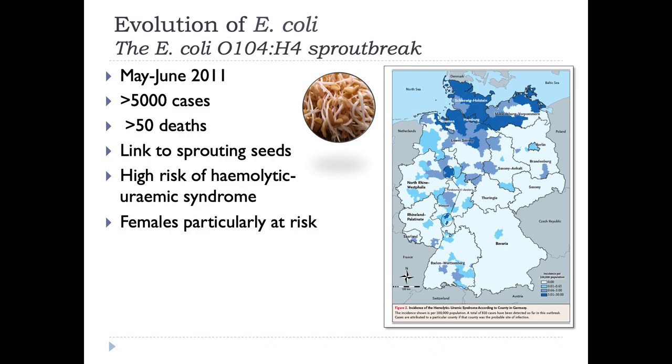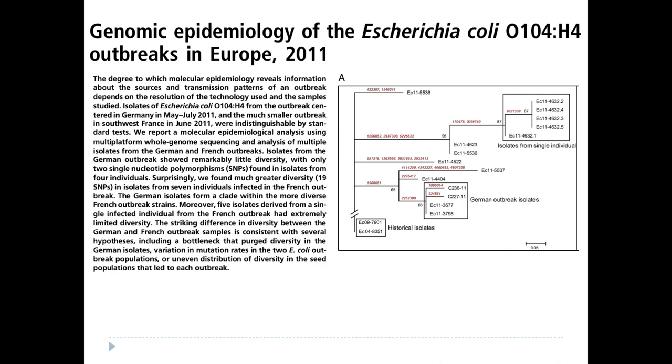Now, back in 2011, there was an example of the power of E. coli to disrupt even the most modern high-tech societies, in that there was this outbreak of a particular serovar of E. coli, O104:H4, an enterohemorrhagic variant of E. coli that caused over 5,000 cases and more than 50 deaths in Germany. We got involved in analyzing the earliest genome sequence from that particular outbreak.